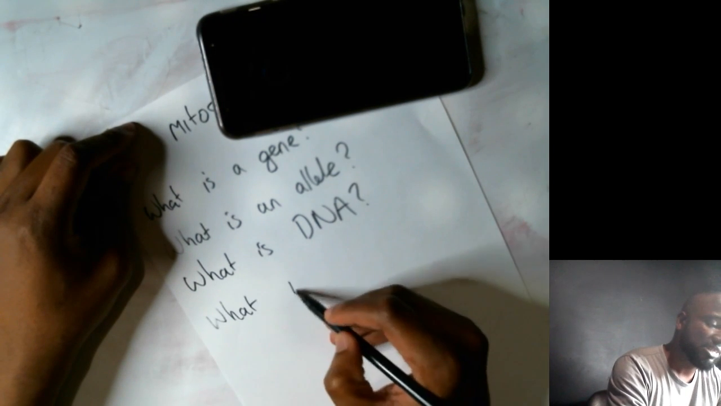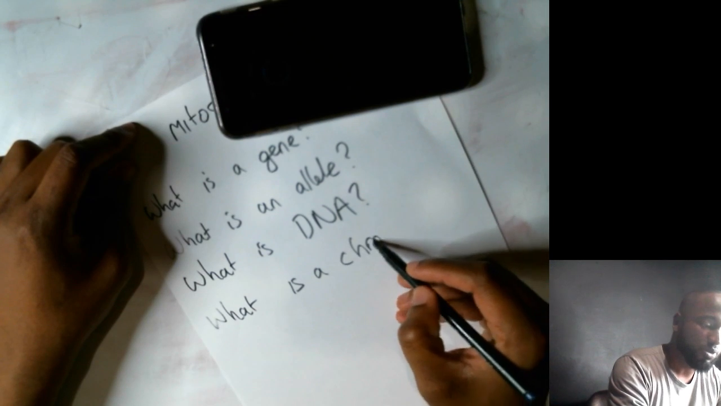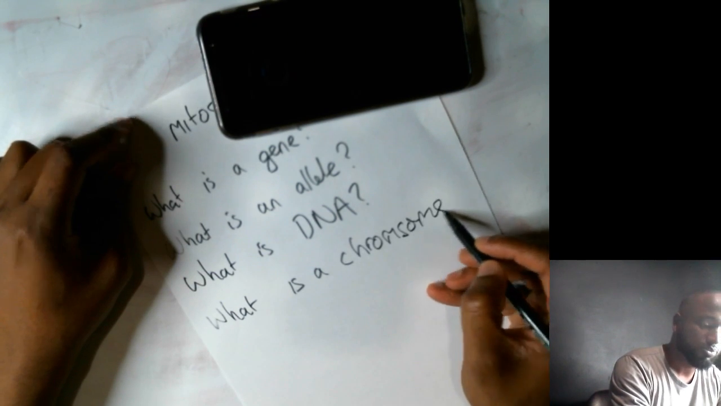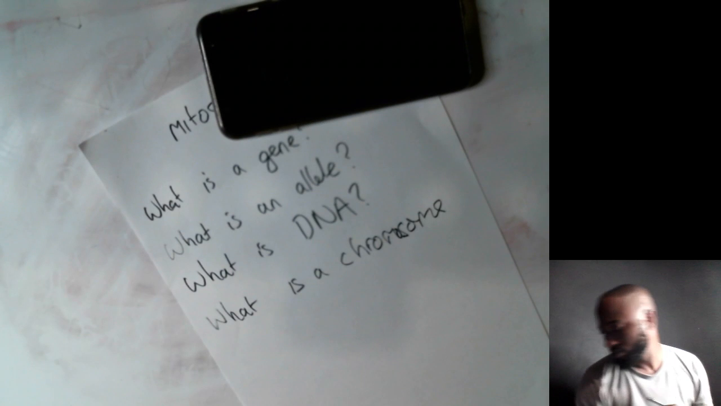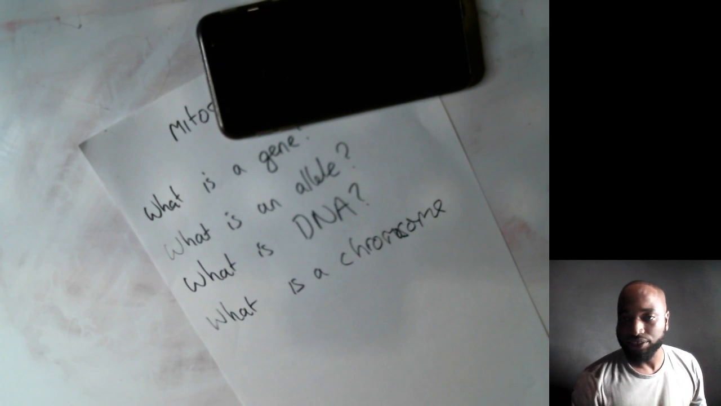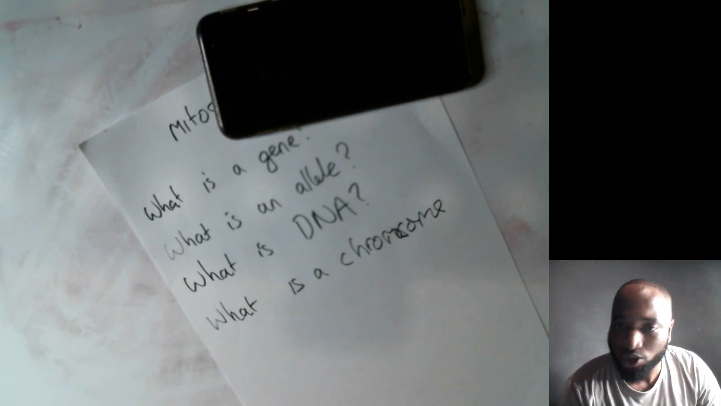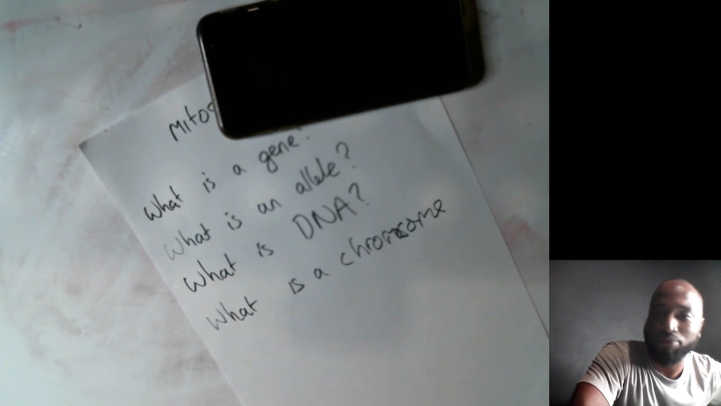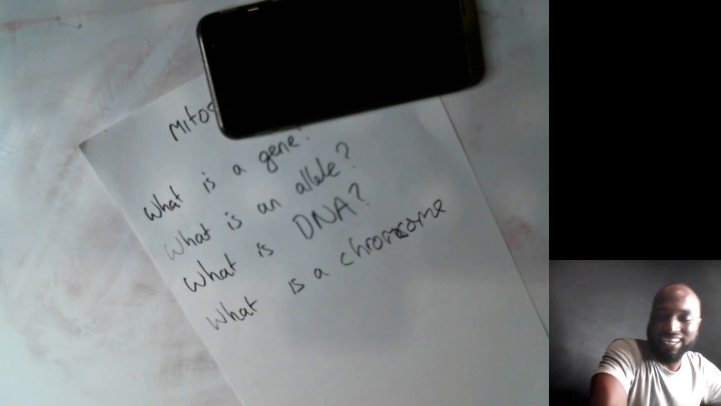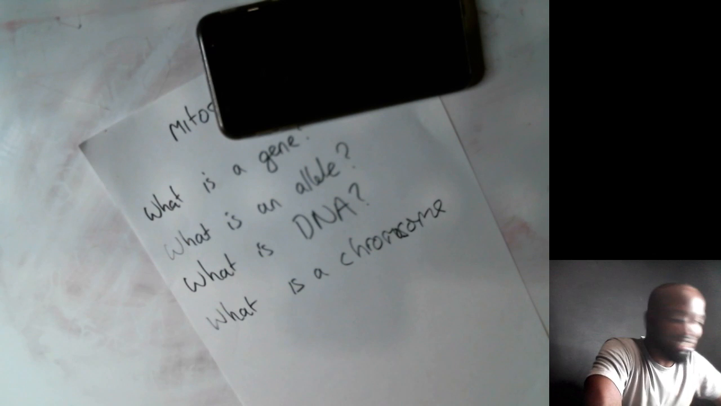What is a chromosome? What are those things? It contains genetic information in the form of genes. We're taking that for DNA for CSEC.